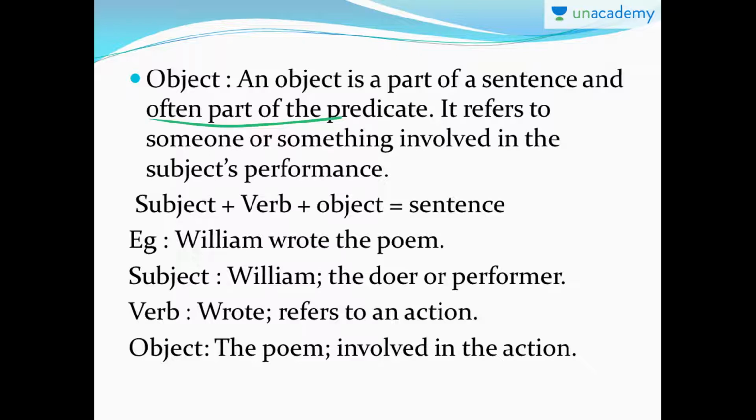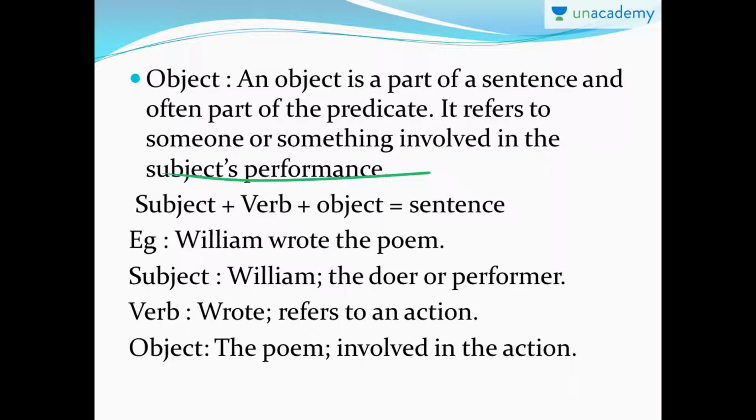An object always comes in the predicate part. Next one, it refers to someone or something. So it means an object can either be a person or a thing. Okay, and usually it is involved in the subject's performance. Whatever the subject does is usually reflected on the object.